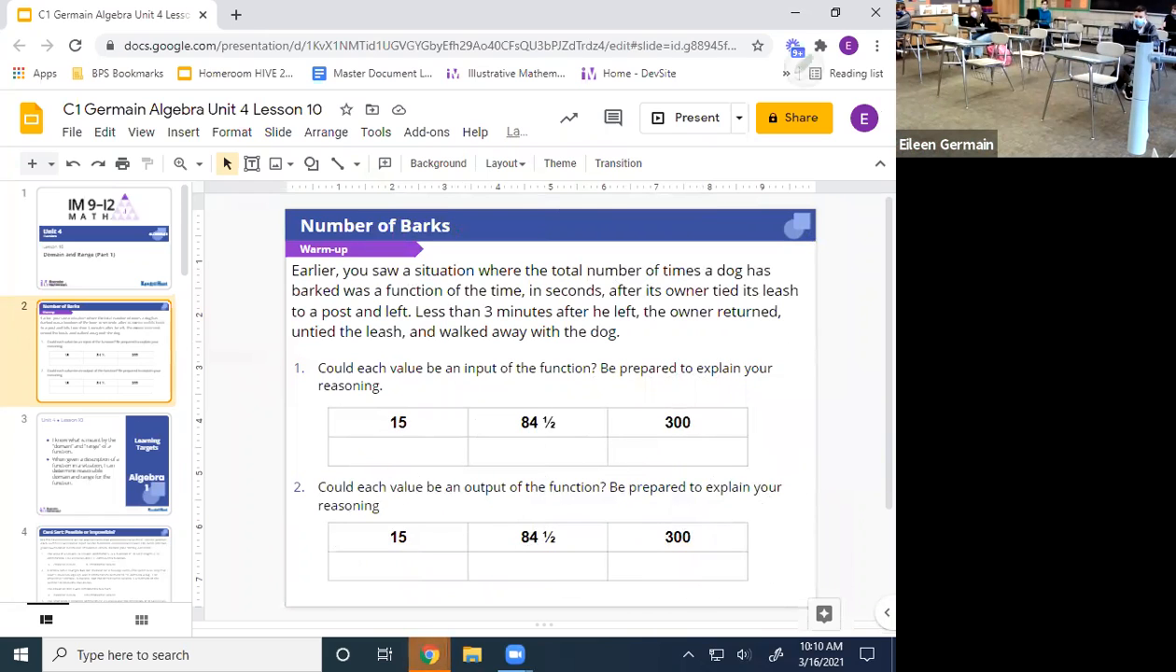What if I was to say, for example, what if I had an input of negative 84? What do we think about an input of negative 84? Gwen's shaking her head no. Why do you say no on that one, Gwen?